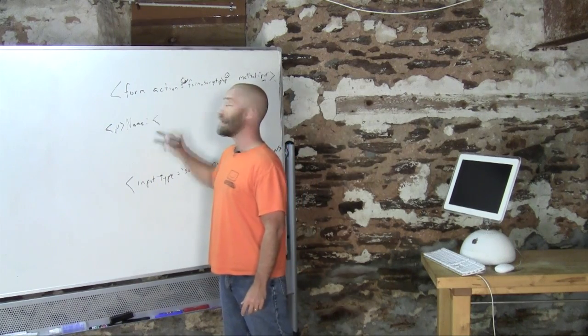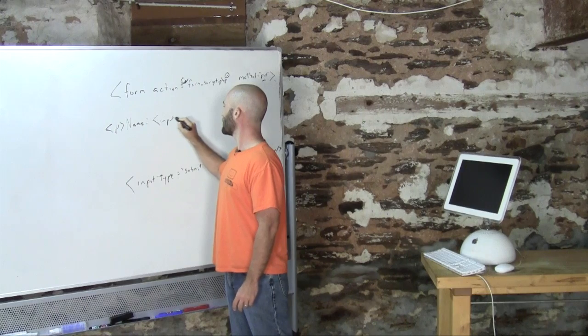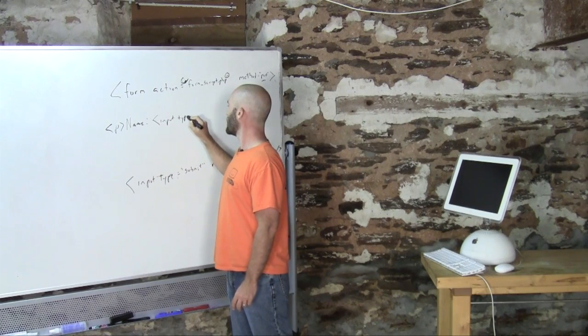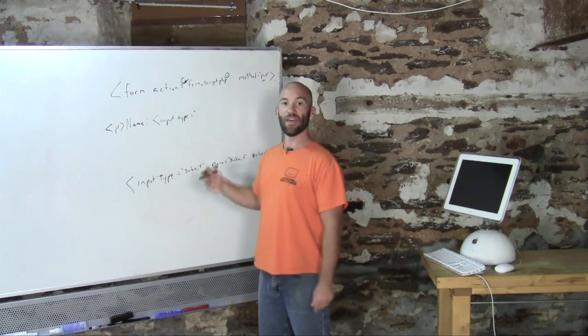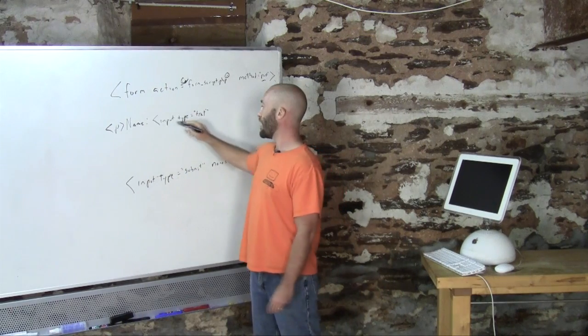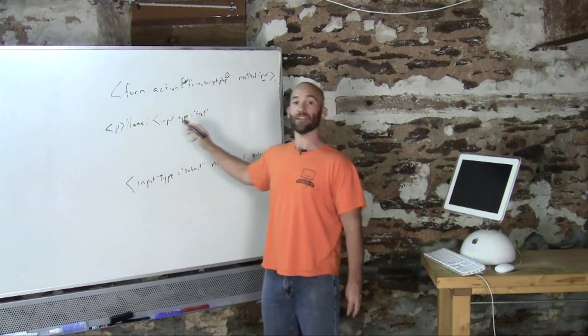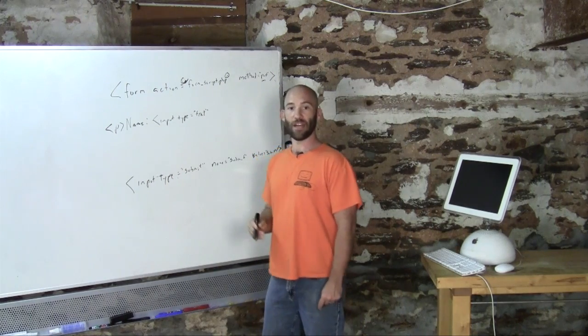So then we do another angle bracket. We do input type equals, double quotation marks, and then what we're going to do is text. So this is going to be a text box. So this actually creates a text box right beside the name that we have printed out.